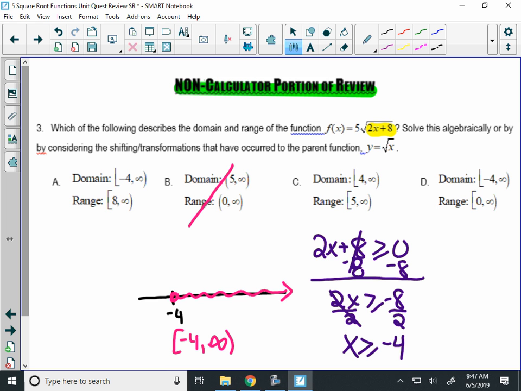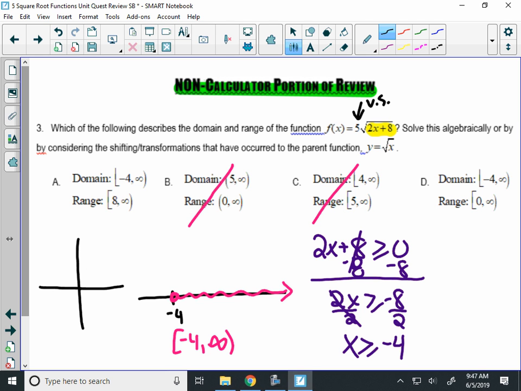So I can eliminate b and d. It looks like a and d are both my domains matched. And I have to talk about the range. Range, think about your graph. I know there's no picture here, but think about the transformations that have happened. This 5 is a vertical stretch. Makes the graph taller, but it doesn't move it up or down.